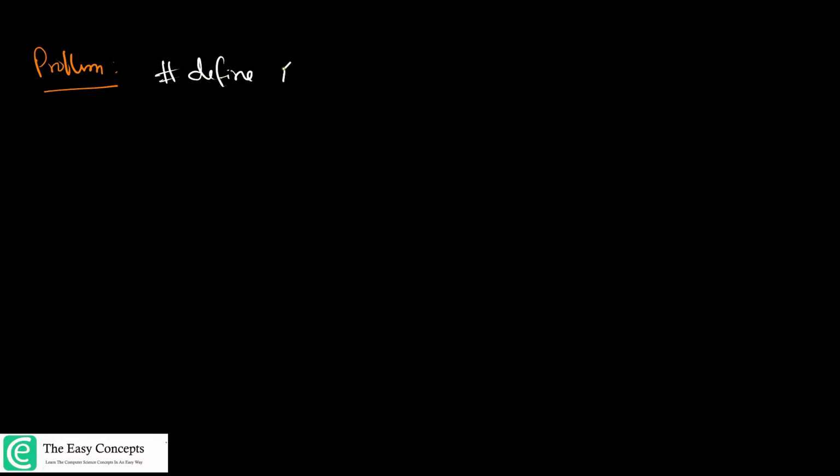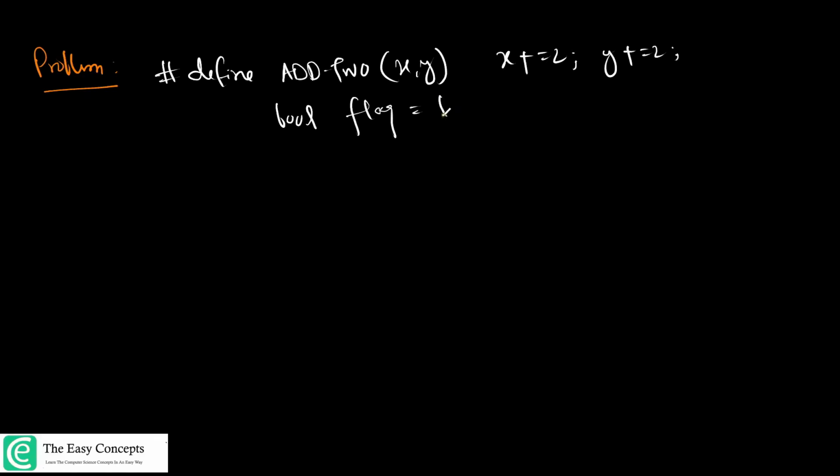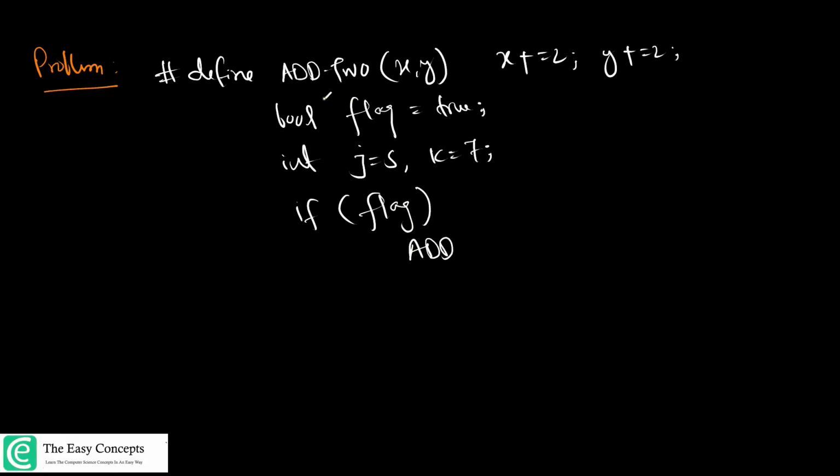We define a macro where we are adding two values x and y. So x plus equal to 2 and y plus equal to 2. We are basically adding 2 to x and y. Create a boolean value which is true in the beginning. int j equal to 5, k equal to 7. Now write some conditions. If flag, so flag is true at this point, and I'm calling this function, or macro. So we want to add 2 to j and k. Okay. So can you tell me what should be the answer of this?